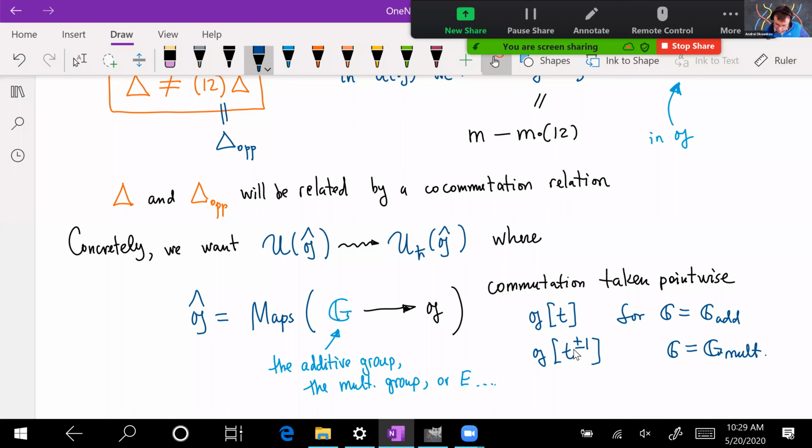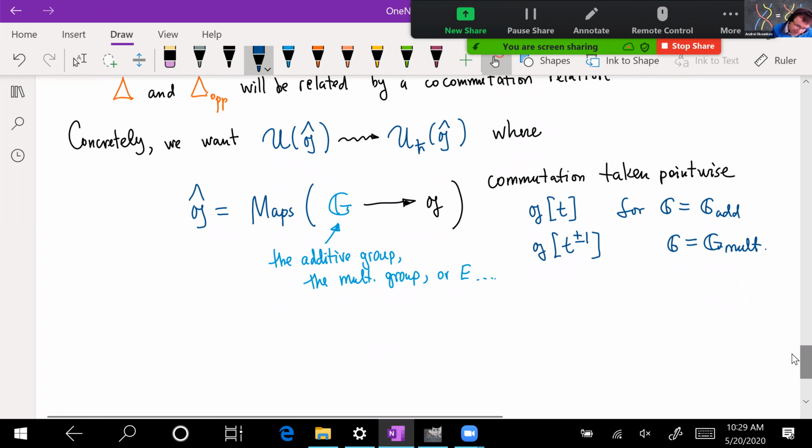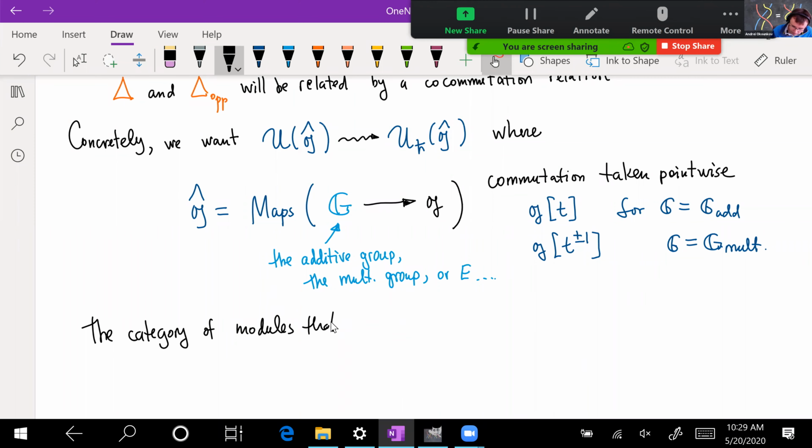And so you have either polynomials or Laurent polynomials with values in G, and then you can, of course, commute them pointwise or coefficient by coefficient. You understand how this is done. And the category of modules that we want to study is of the following kind.